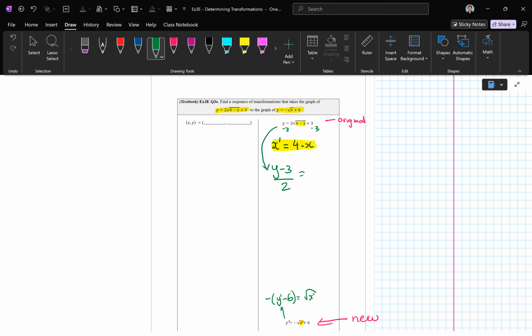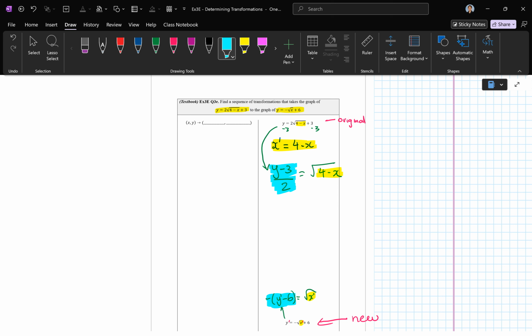So here I've got root 4 minus x. Can you see what I'm doing? I've just rearranged it so I've got all the y's on one side. Square root is still there, and that is everything to do with the x. Whilst over here I did the same. I moved all the numbers, negatives, and the plus 6 so that this is all the y transformation. And here I've got root of x. So that way you can compare and say 4 minus x deals with the x there, whilst in blue, y minus 3, so original y minus 3 divided by 2 is equivalent to negative of y dash minus 6. These two are linked, whilst these two are linked.